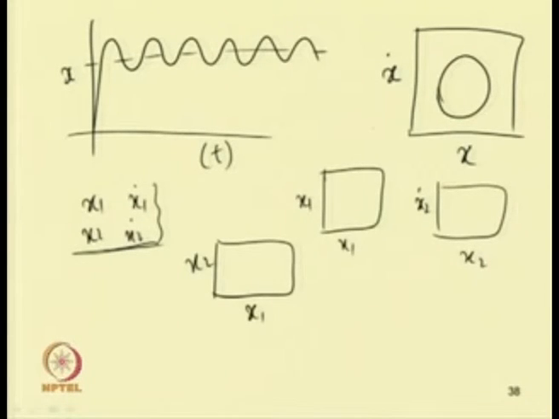So this way there will be different representations of the state space, and by using different state spaces one can analyze the different types of response, and it is very difficult. So for an n-dimensional system, it is difficult to represent the phase portrait of the system.